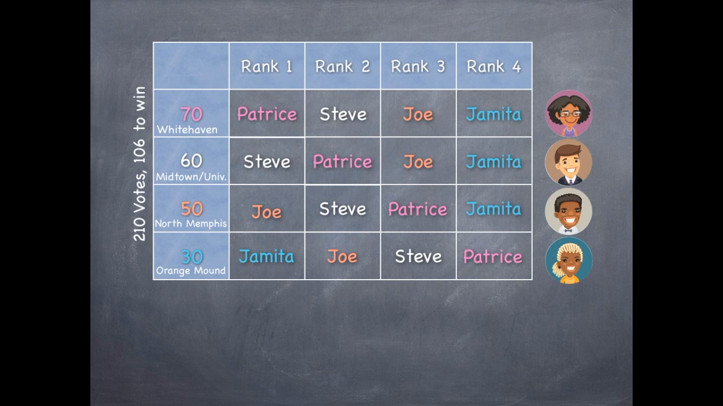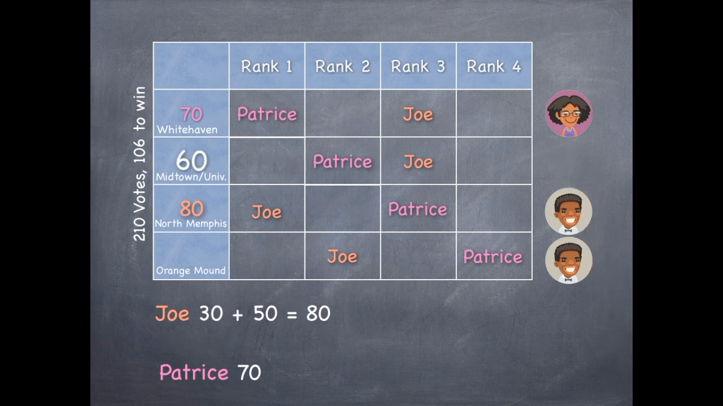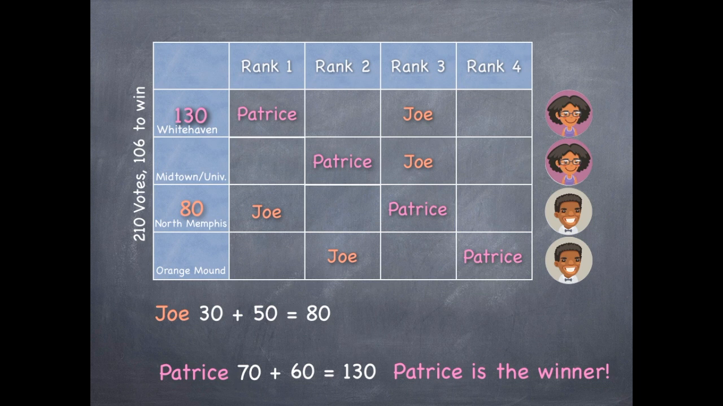To find a winner using the IRV mathematical algorithm, you drop the candidate with the lowest votes and move their votes to the second-ranked candidate. In this case, Jamita is dropped, and her votes are moved to Joe. So now Joe has 80 votes, Steve has 60, and Patrice has 70. Steve now has the lowest number of votes, so he is removed, and his votes get shuffled to Patrice. Now Patrice has 130 votes, and she is the winner in this IRV example.